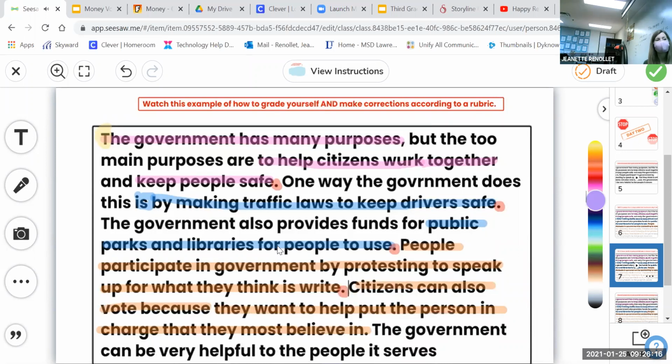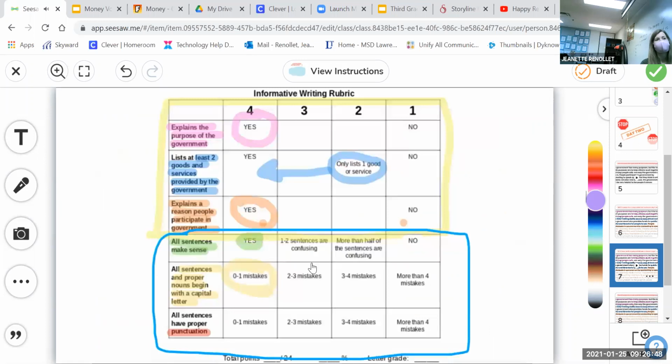Citizens can also vote because they want to help put the person in charge that they most believe in, with a period. And the government can be very helpful to the people it serves. My whole paragraph at the end, I almost didn't put a period on my very last sentence. But you know what? I think it's actually important that the government can be helpful, so I'm going to place an exclamation mark. Now I can say that yes, all of my sentences end with proper punctuation.